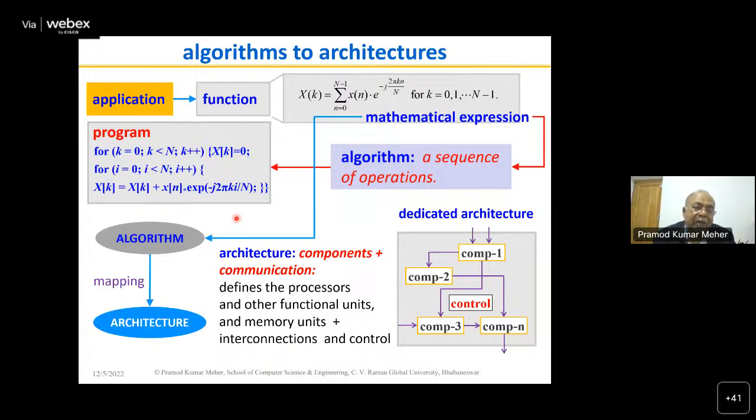Instead, you can also map the algorithm to a dedicated architecture, and the dedicated architecture will look like this: component 1, component 2, component 3, component n. Different components will be there. They are interconnected components. Different components are connected together, and sometimes there will be some control required. So different components will be given different inputs, and the output of some component also can be given as input to other components. So communication will take place from one component to other components, and there could be some control signal which will direct which output from which component will go to which other component.